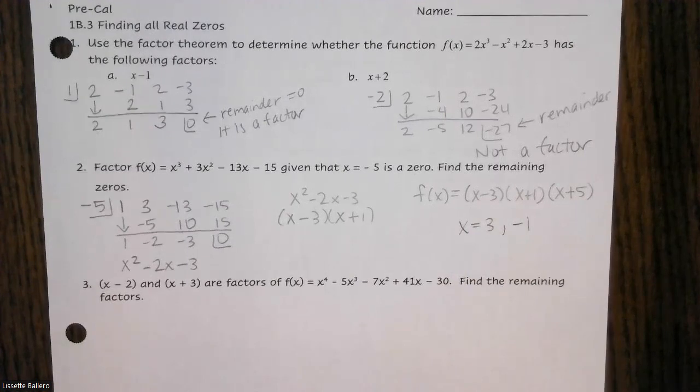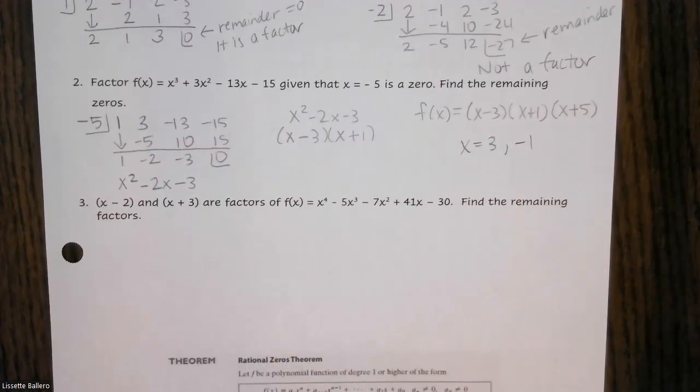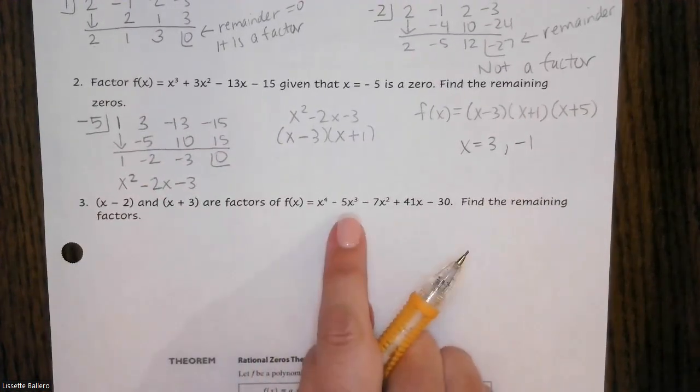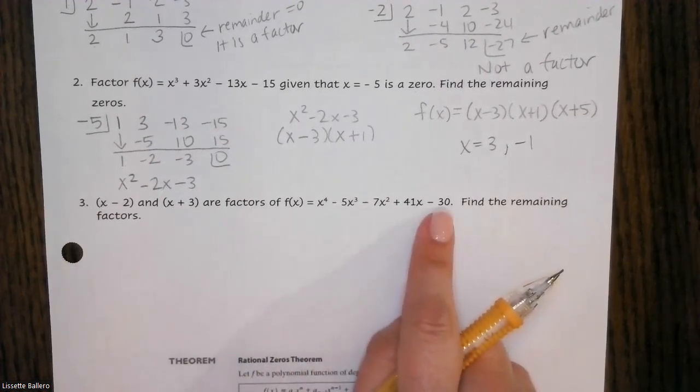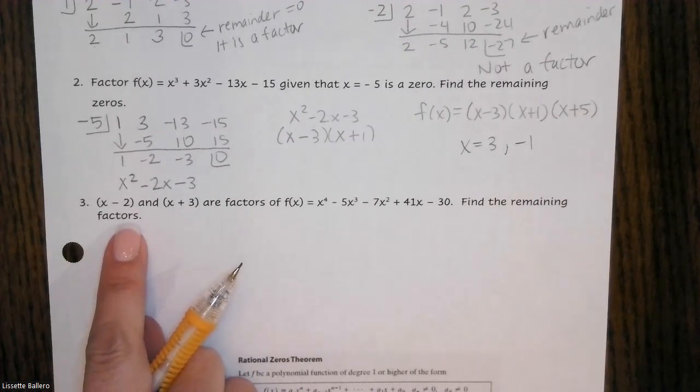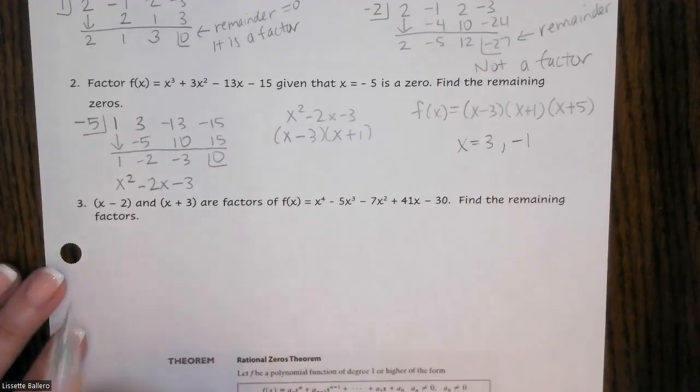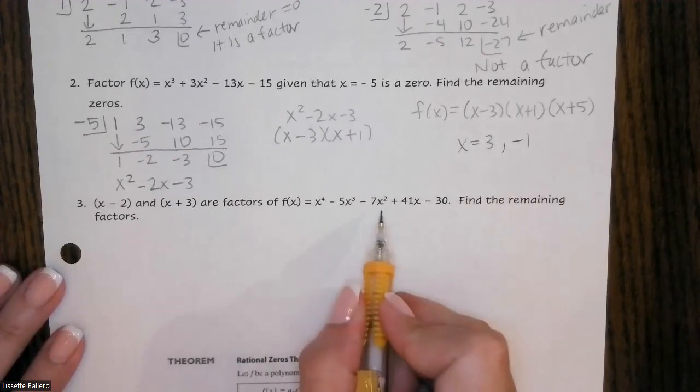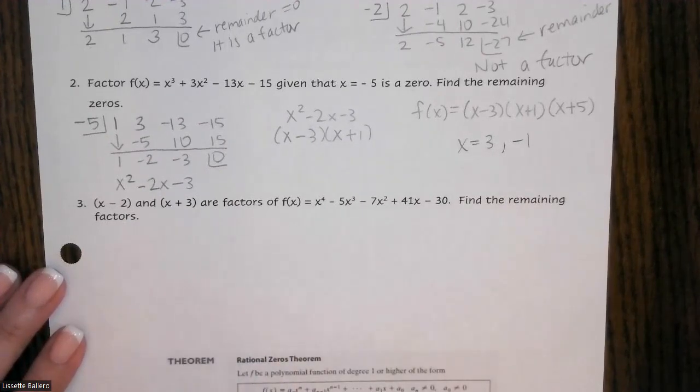All right, for our next one, we're going to step it up a little bit here. It gives us this longer polynomial. Again, we can't factor it the way it's written here, but it gave us two of the factors already and are asking us for the remaining factors. So we can start with this to take this down to something we can factor. It's not factorable the way it is, but we can get it there.